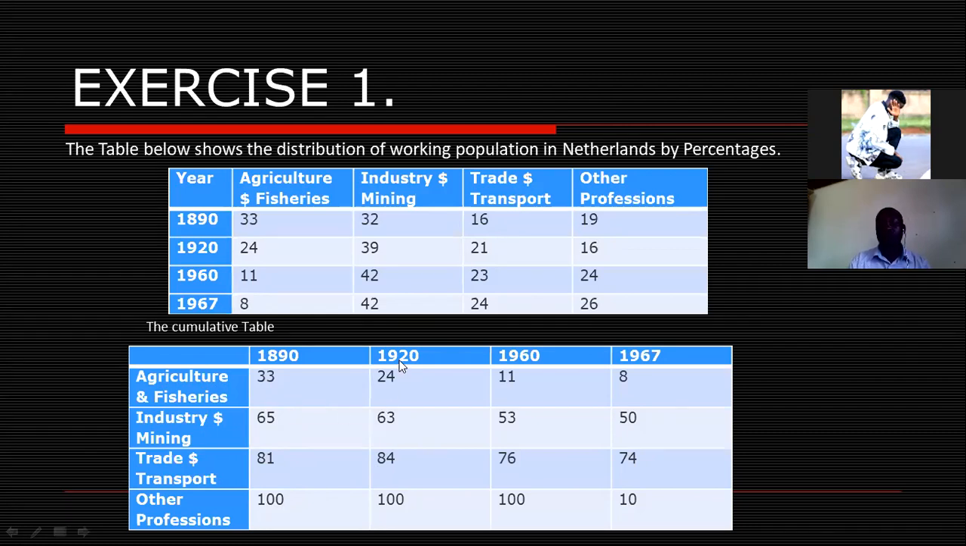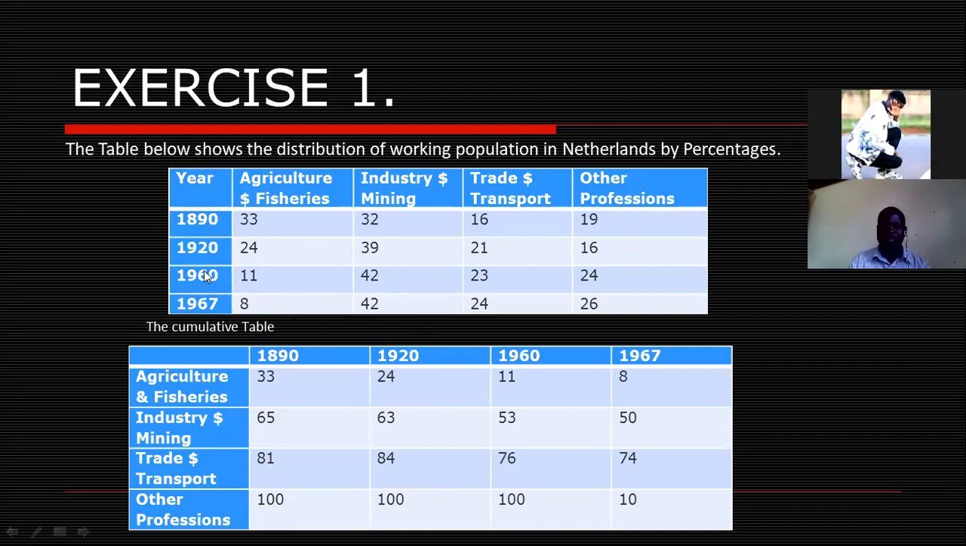So we shall do that also for 1920, where we shall add, for example, 1920 is this 24, our initial one here. When we add 24 plus 32, we get 63. 63 plus 21, we get 84. 84 plus 16, we have 100. We shall have done with that one.